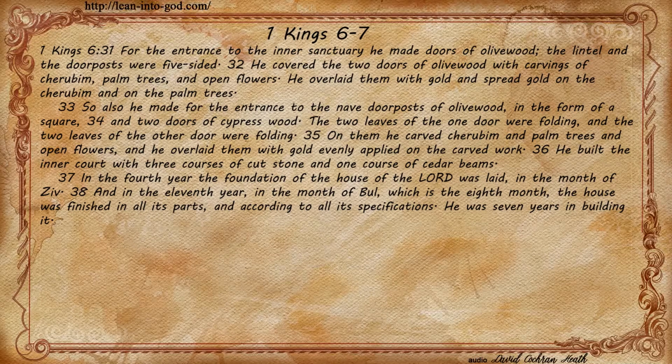and 2 doors of cypress wood. The 2 leaves of the one door were folding, and the 2 leaves of the other door were folding. On them he carved cherubim and palm trees and open flowers, and he overlaid them with gold evenly applied on the carved work. He built the inner court with 3 courses of cut stone and 1 course of cedar beams.